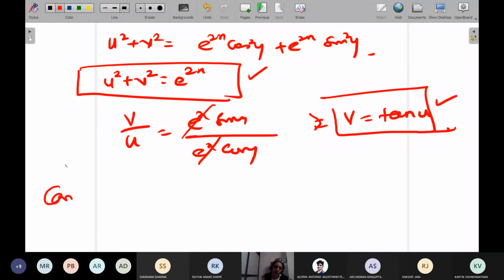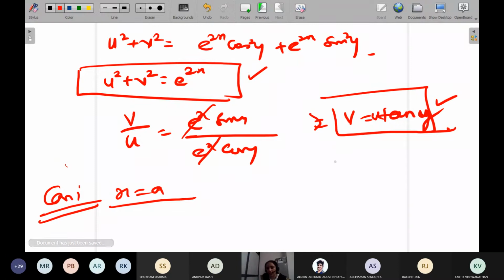Okay, so case one you take. Suppose you... Ma'am, won't it be V equals U tan Y? What, dear? Oh yes, U tan Y only I wanted to write. Sorry, I wrote it as tan Y. Sorry, ma'am. It is V is equal to U tan Y.